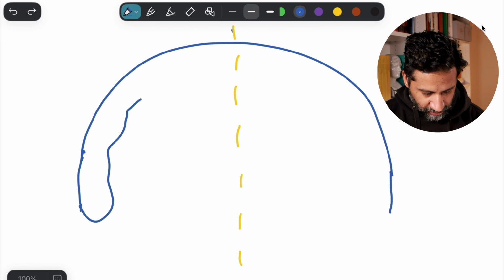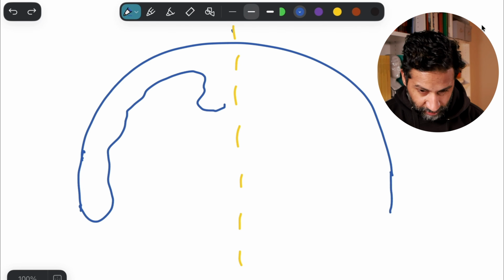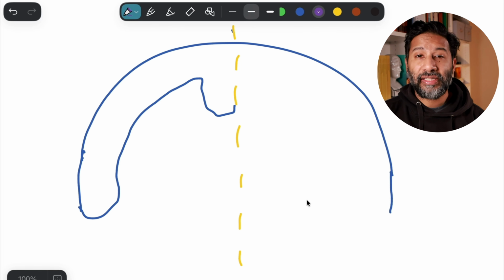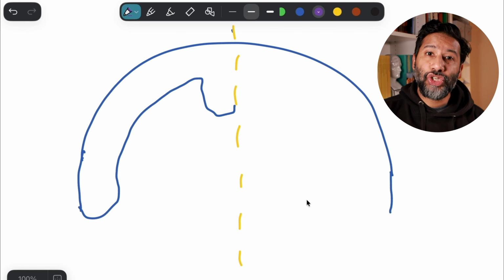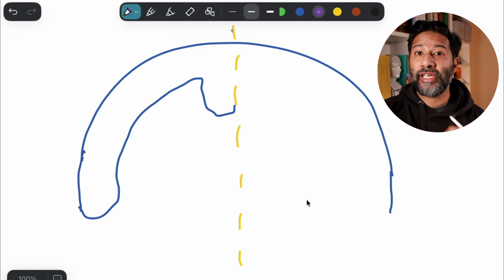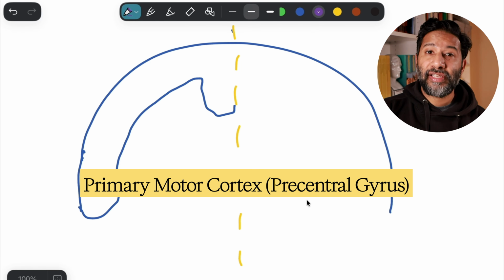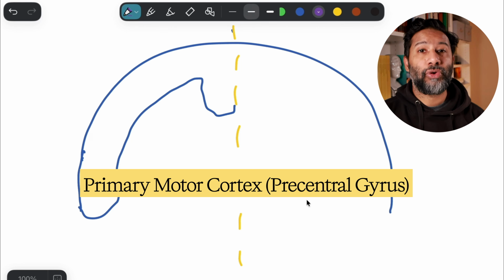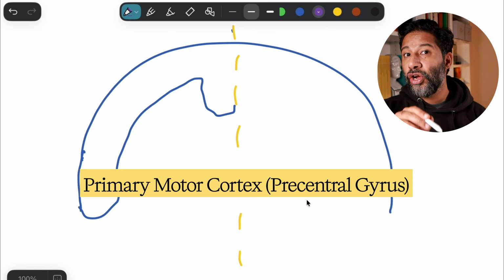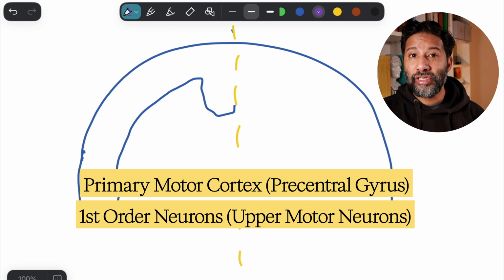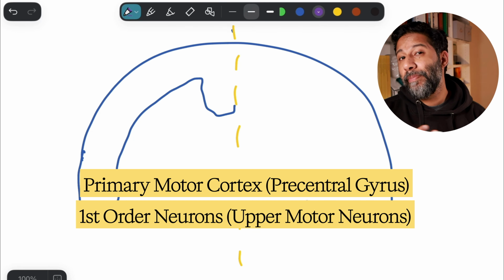Primary motor cortex is a gyrus that runs around like this. So you already know where this starts. It's the primary motor cortex, the gyrus we just mapped out in the cortex episode. It's in front of the central sulcus in an area we call the precentral gyrus. And you already know these cells. They're the first order neurons, the upper motor neurons that we met in episode 2.